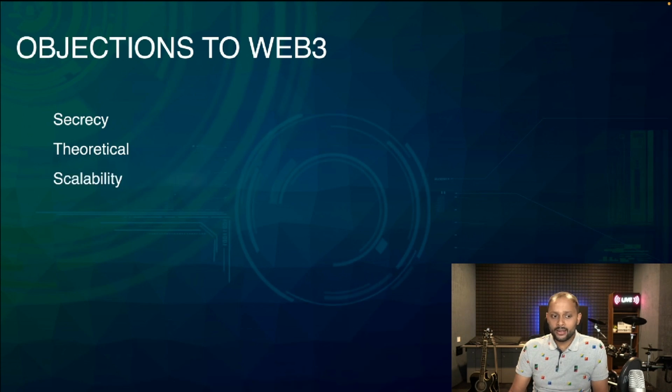And the third one is scalability. A lot of Web3 applications run on blockchain networks like Ethereum. Scalability is a very big and challenging question for the network, since at present only around 30 transactions per second can be processed on Ethereum. However, this is going to change with Ethereum 2.0.